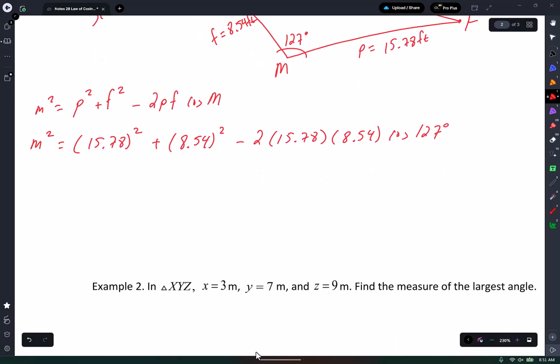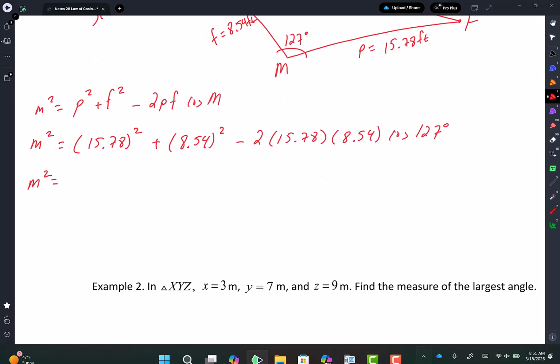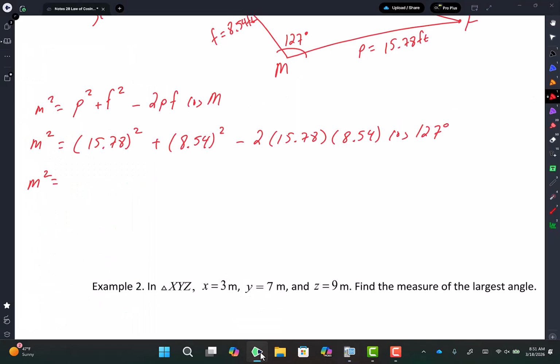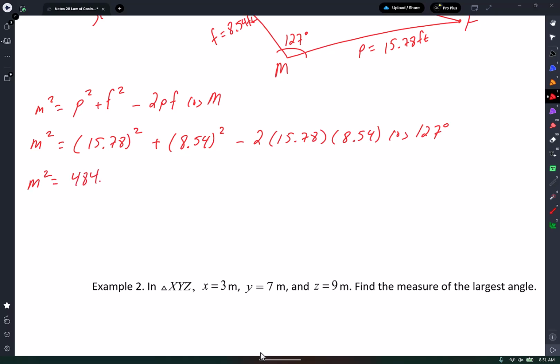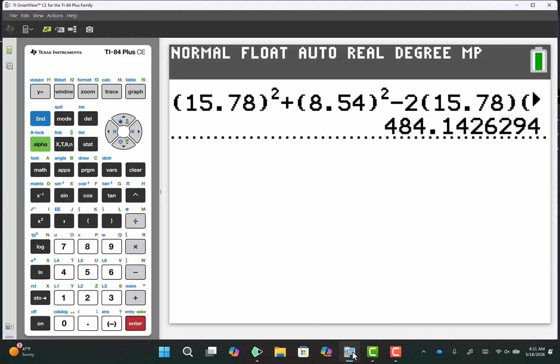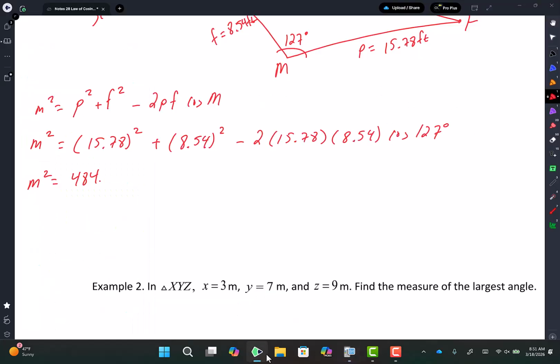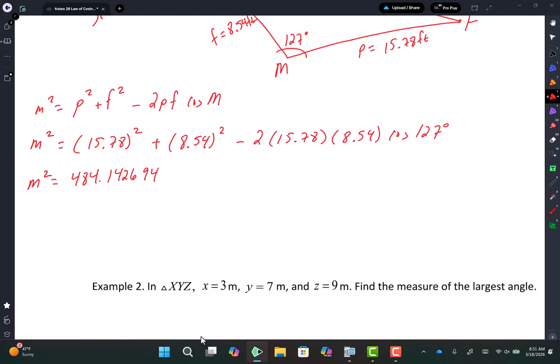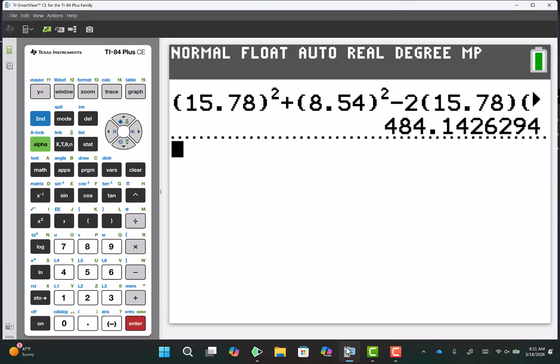So I'm gonna write M squared equals, and I already forgot what I had, 484.1426294. 484 point, and I already forgot, short-term memory. 1426. Give me the last digits. 94, like that. 1426294.